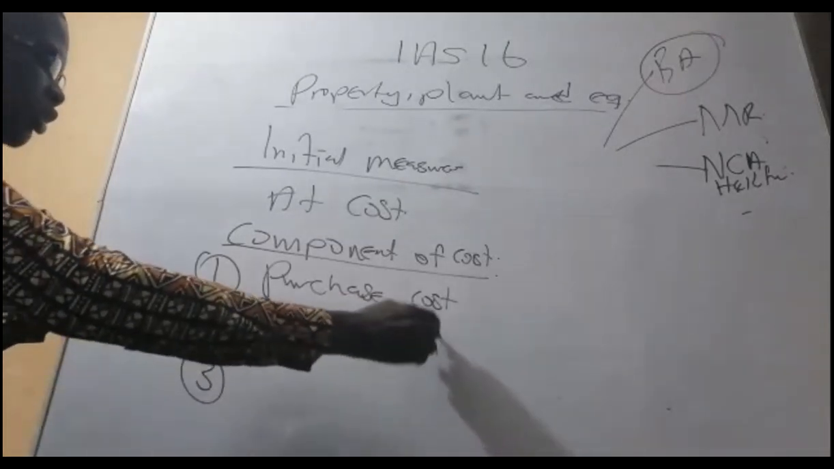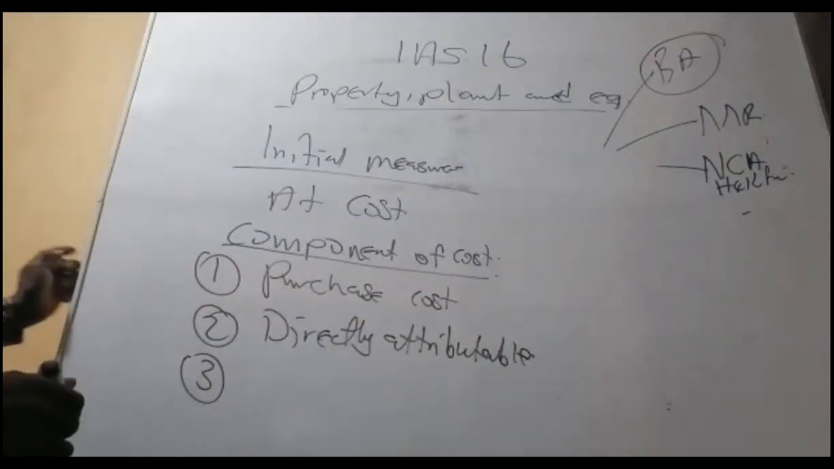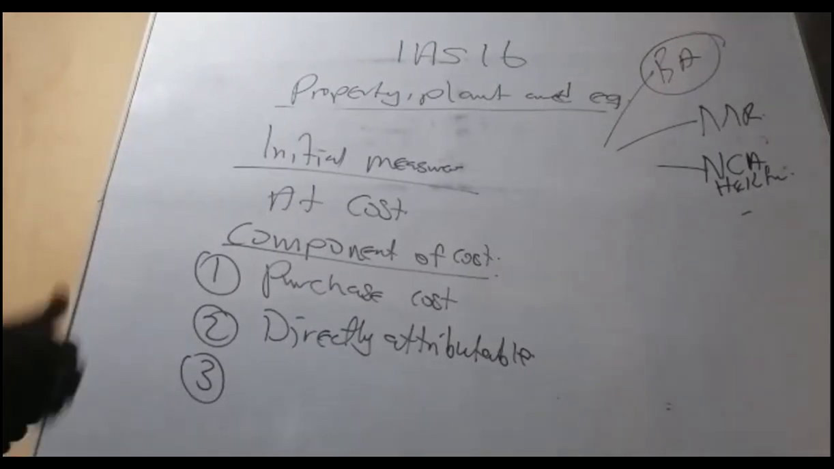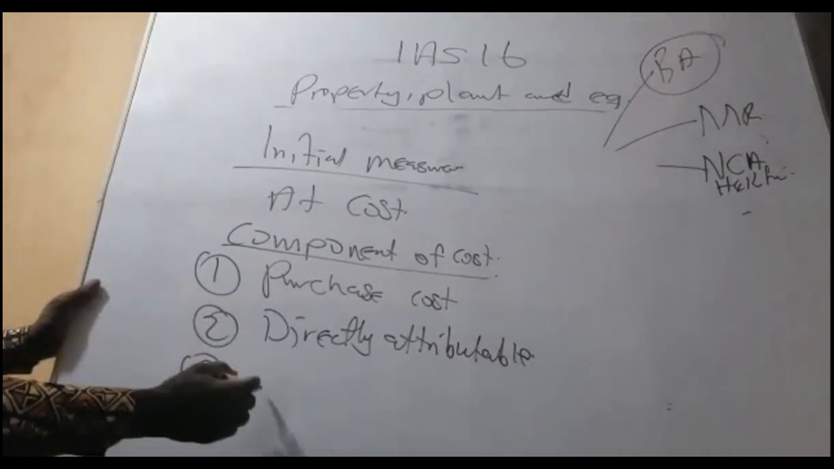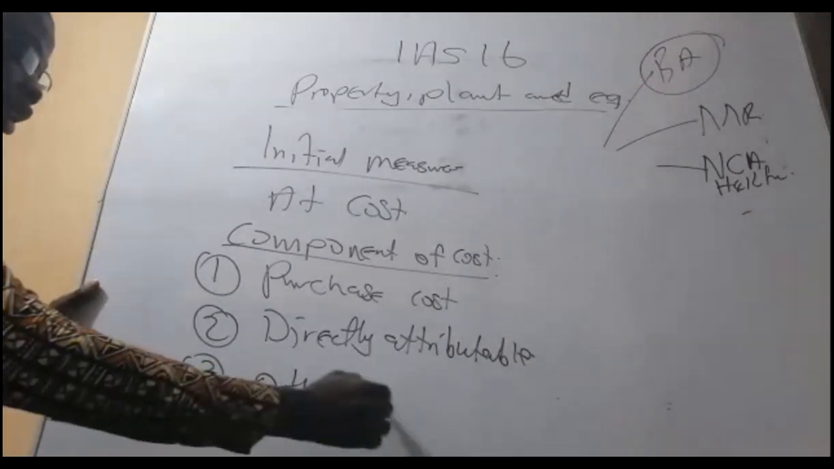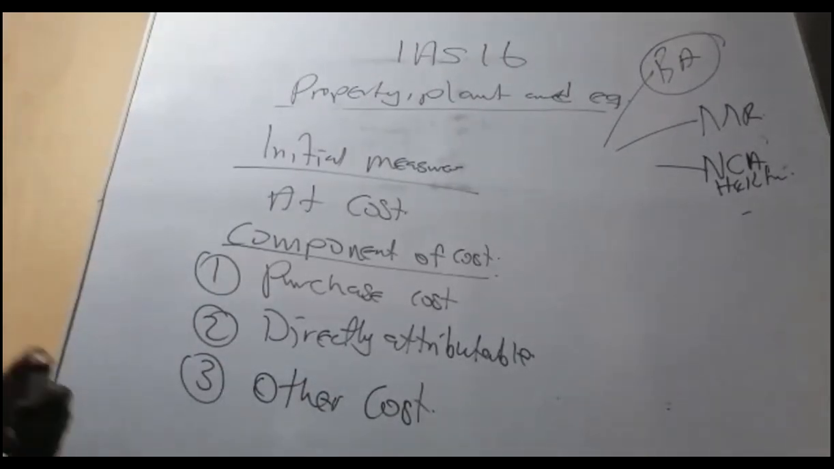Directly attributable cost. These are what? Site preparation, testing, installation, then professional fees such as what? Architects, lawyers, quantity surveyors, consultants used in acquisition of the asset. Good. And then lastly, any other cost incurred. Any what? Other costs incurred necessary to bring the asset to its intended use.